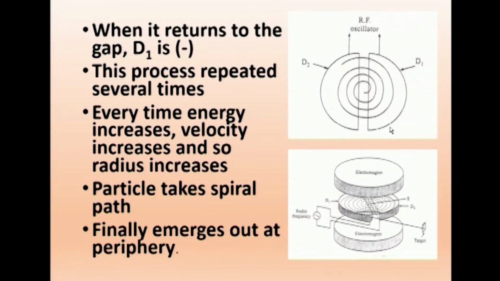Positive, negative, positive, negative. So it comes here, this will pull. When it comes here, this will pull. So when it comes exactly, this must be able to pull. This D1 must be able to pull that, and when it comes to the gap, D2 must be able to pull it, which means that it should change the polarity, it should become negative. So this process goes on increasing.